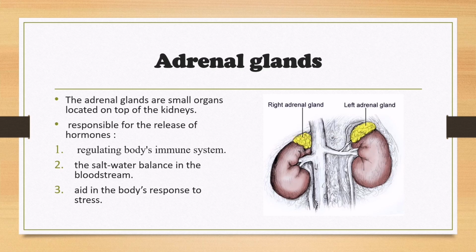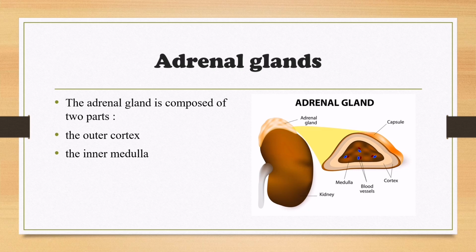Here it is shown in yellow, and it is responsible for releasing some hormones in our body. These hormones help us regulate the immune system and balance the salt and water in the bloodstream, and they also help our body respond to stress. These glands are composed of two parts. The outer part, as you can see here, we call the cortex, and the inner part, here in brown, we call the medulla.